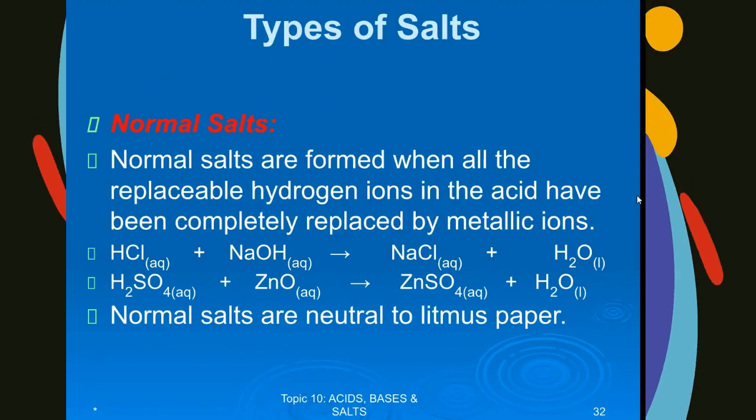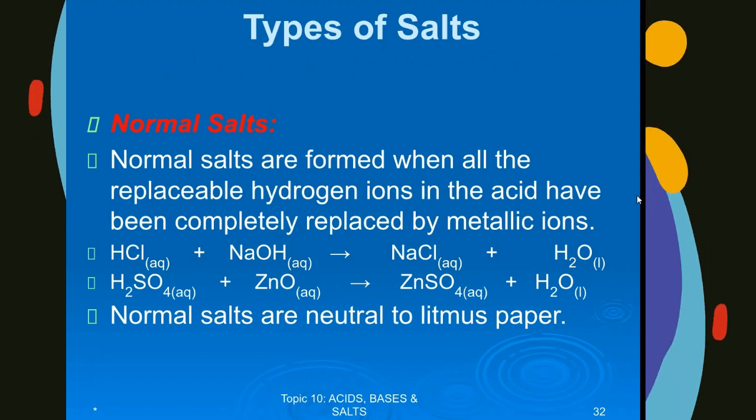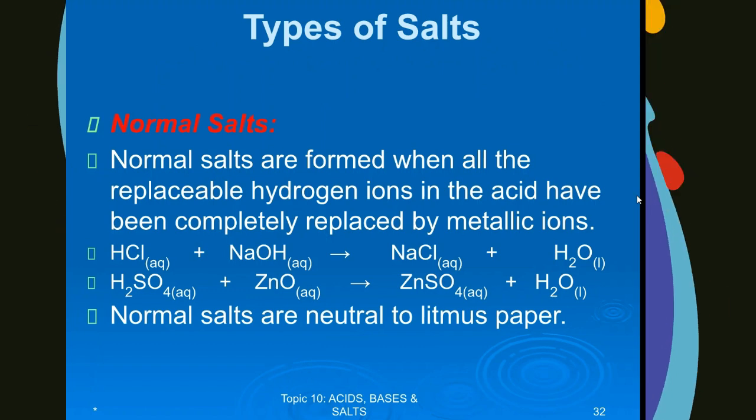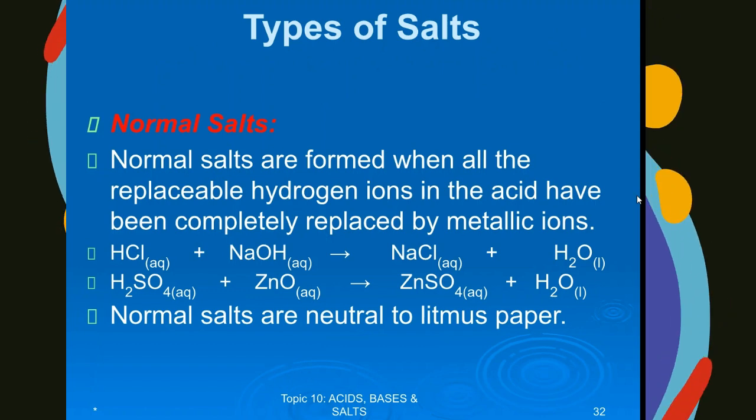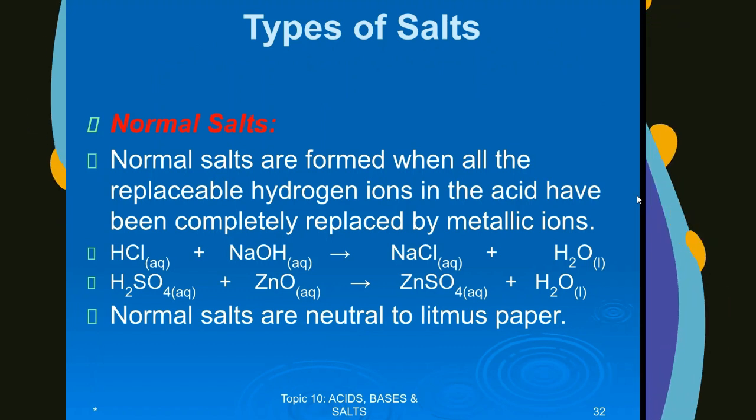So there are some types of salts. Normal salt, how are we getting it? Normal salts are formed when all the replaceable hydrogen ions in the acid have been completely replaced by metallic ions. Okay, so this is a type of one replacement reaction only.